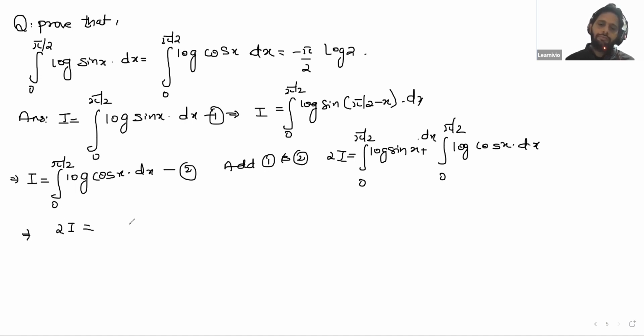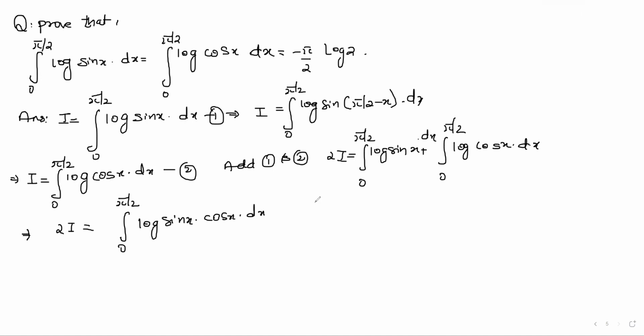2I is equal to the integral from 0 to pi by 2 of log sin x, and you must have added this, then you will get log of sin x into cos x. Okay, this is how it was done. Yes, sir. Alicia, what's the next step? So sin x cos x, meaning in the form of sin 2x by 2. Very good. Then in that case you multiplied and divided by 2 and took log 2 common. Yes, sir. Very good.